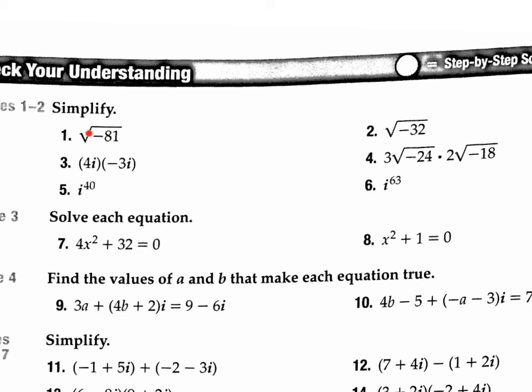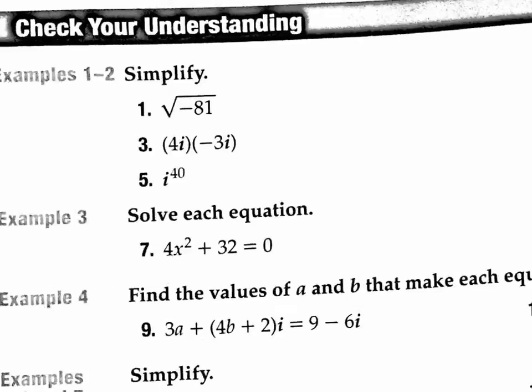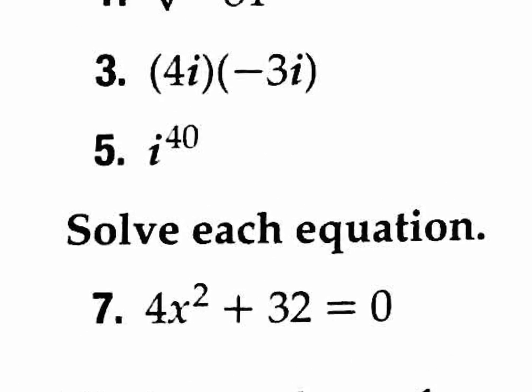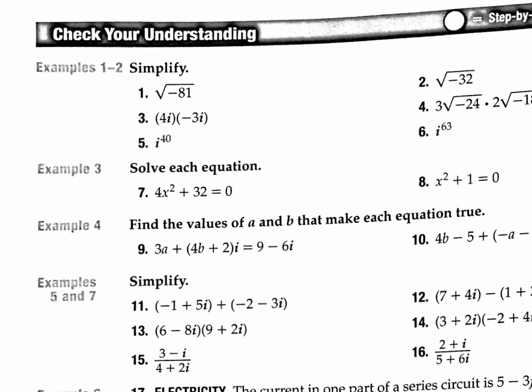So it's just simple, like what's the square root of negative 81? What's the answer there? That's 9i, right? A negative is imaginary. How about multiplying? Oh, 4 times negative 3, that's negative 12. i times i is i squared, which is negative 1. Negative 12 and negative 1 is positive 12. So the answer number 3 would be 12, right? How about the answer number 5? That's just 1. Yeah, i to the 40th. It's divisible by 4, so that's just 1.